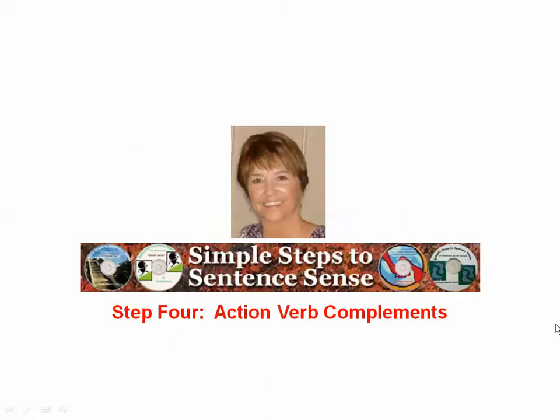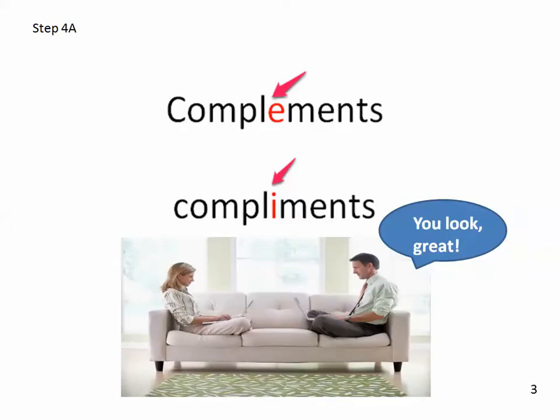In this video, we are going to learn to find the complements that follow action verbs. Words that complete the thoughts of a sentence are called complements. Note that this word is spelled with an E and not an I. The word compliment means to say something nice about someone or something. The type of complement we will discuss is spelled with an E, and it means to complete the meaning of the sentence. There are 2 kinds of complements, those that follow action verbs and those that follow linking verbs.